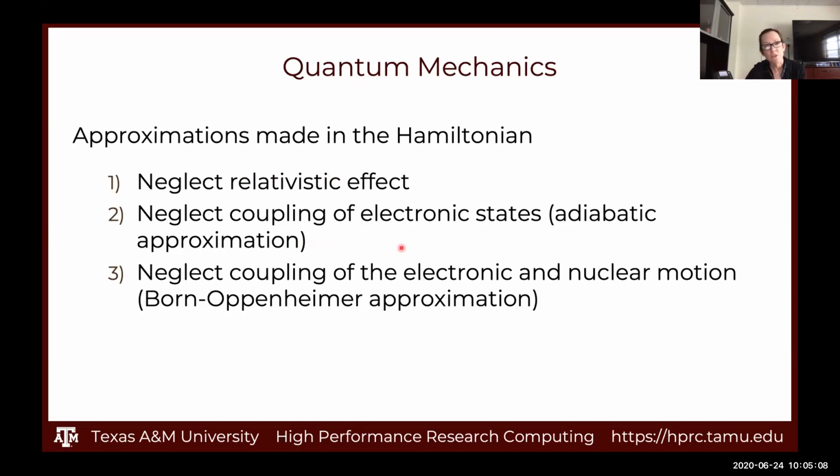We neglect coupling of electronic states, and more importantly, neglect the coupling of electronic and nuclear motion, which is the Born-Oppenheimer approximation. Just to recap, in the Born-Oppenheimer approximation, the electrons are moving so much faster than the nuclei that we assume the electrons see static nuclei that aren't moving. So it's sort of instantaneous. We can optimize the wave function, and then we move the atoms. Then we optimize the wave function, then we move the atoms. So their motion is decoupled.